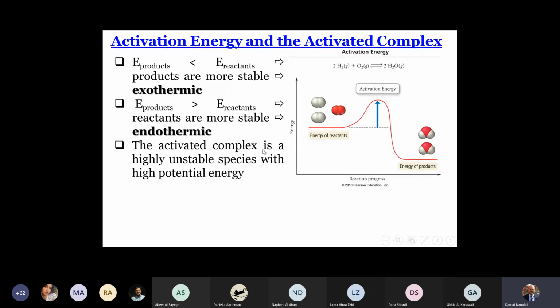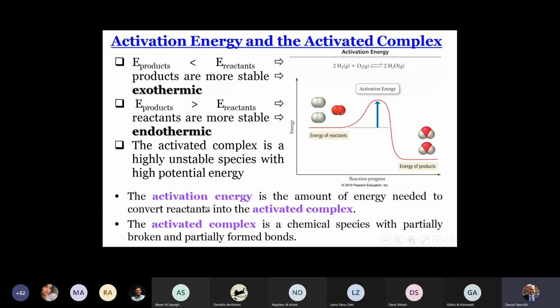The activated complex is a highly unstable species with high potential energy. The activated complex is unstable. This is the intermediate between the reactants and the formation of the products. The activation energy is the amount of energy needed to convert reactants into the activated complex. So this is the difference of energy in the blue arrow. The activated complex is a chemical species with partially broken and partially formed bonds.